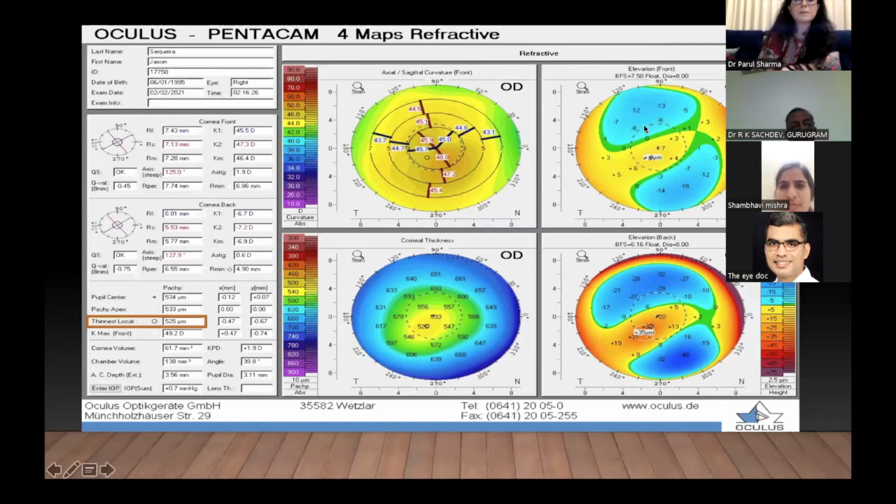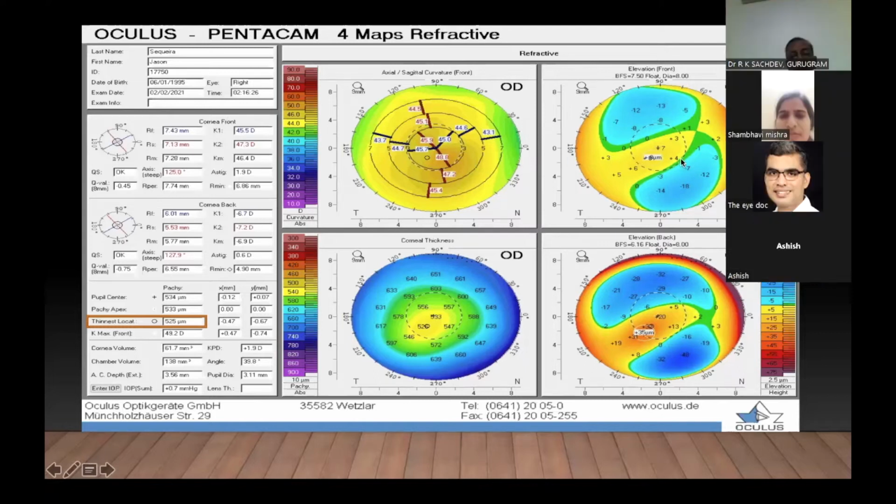Though the elevation map over here does not show us much of an elevation in terms of our microns, the posterior map is definitely giving us a sign of a plus 20 and a plus 25. So when we look at this 4 map refractive, it's definitely something that you want to be cautious in this particular cornea.